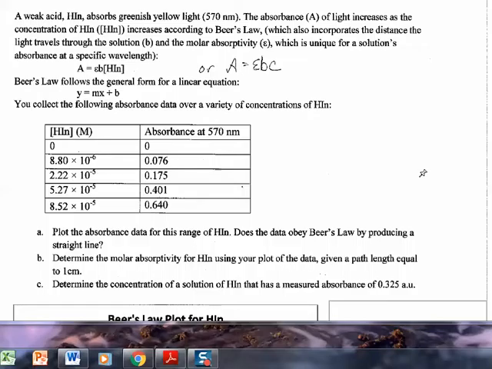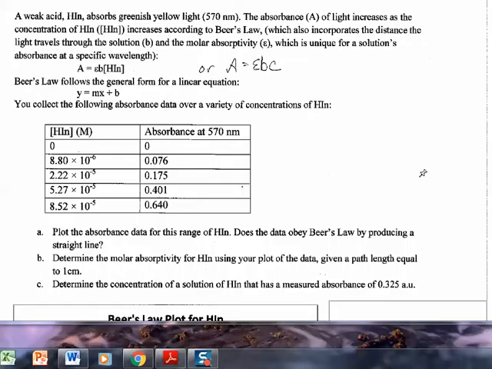The second part of our question is to determine the molar absorptivity, or the epsilon value, for this indicator using our plot of the data, given that the path length is equal to 1 centimeter, which is typical for most spectroscopy experiments. The third part is to determine the concentration of a solution of indicator that has a measured absorbance. This is really useful if we have an unknown, because we can find its concentration. Typically this is how Beer's law is used.